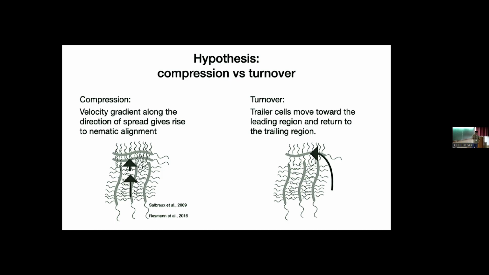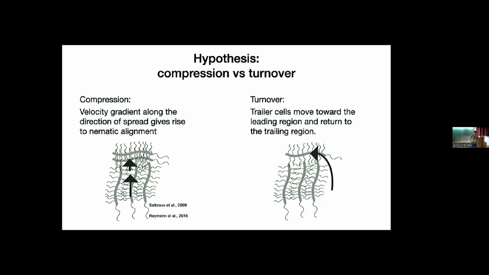We have two hypotheses. One is a compression-induced alignment. This was previously proposed theoretically and was demonstrated as valid in the case of actin filaments during cytokinesis. Trailing cells push the leading cells, and the leading cells reorient. Another hypothesis is a dynamic turnover at the leading edge. So trailing cells move toward the leading region and return to the trailing region.